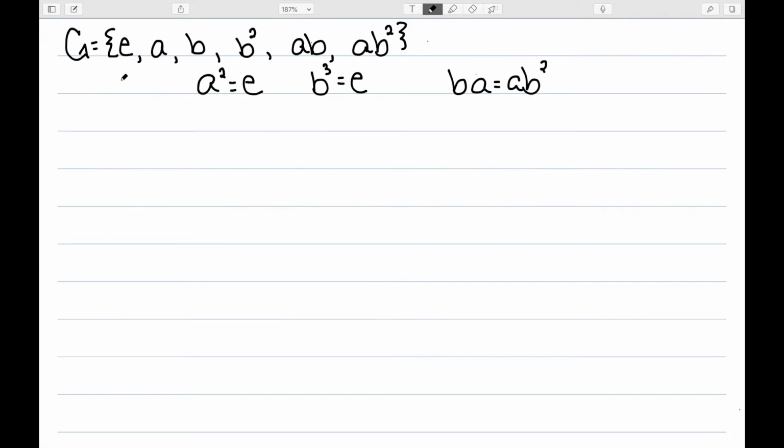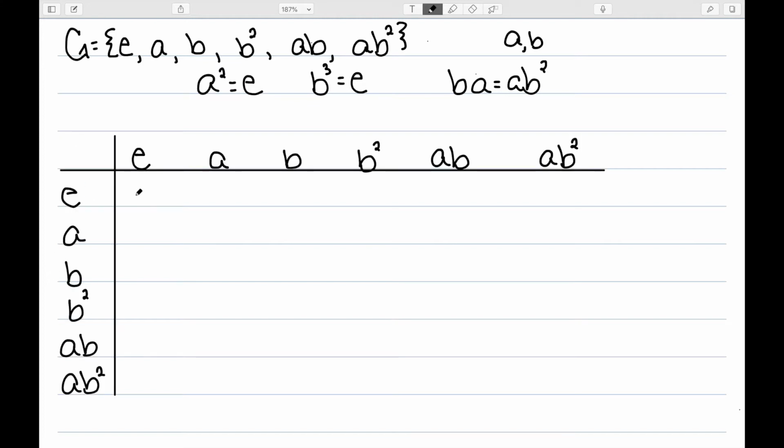So let's look at some examples. Let's consider the group G that consists of the identity, the elements A, B, B squared, AB, and AB squared. So here my generating elements would be A and B. And I also have this set here of defining equations. We have 3 defining equations. And I actually want to build the group table. As we fill this in, we know that EE is going to be E, EA will be A, EB will be B, etc., since E is the identity.